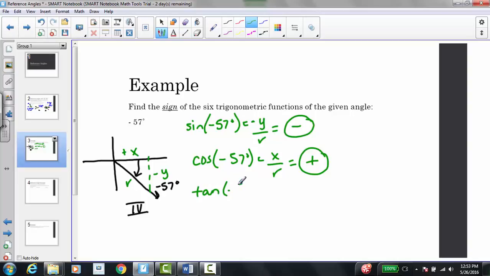The tangent of negative 57 degrees. We said that tangent is y over x. In our case, y is negative, so we're going to get a negative answer for tangent.